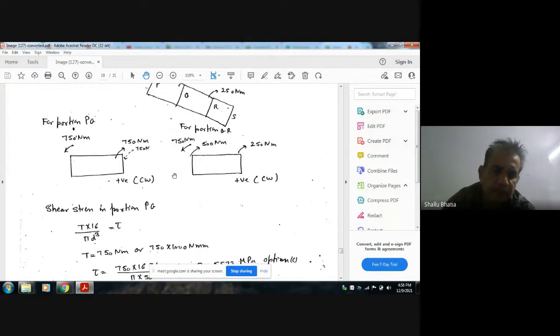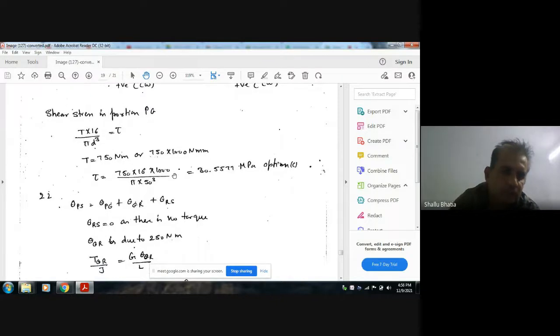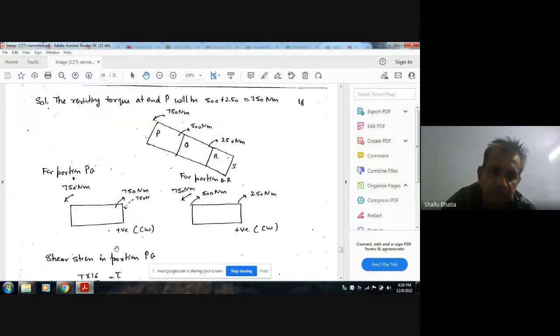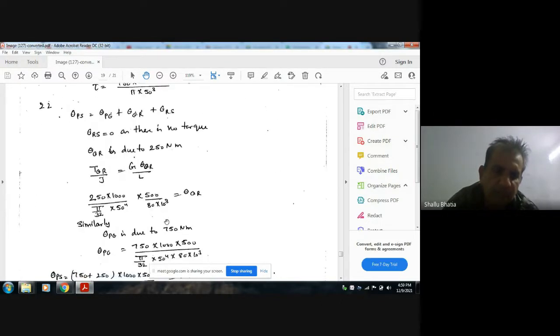We can find it by using the angle of twist formula. As the portions are in series and subjected to different torques, the angle of twist theta PS will be the summation of the angle of twist in three portions with their signs. Because all the torques are in the same direction, clockwise, the sign will be positive. In portion RS there is no torque, so theta RS will be 0. In portion QR there is 250 newton-meter torque.